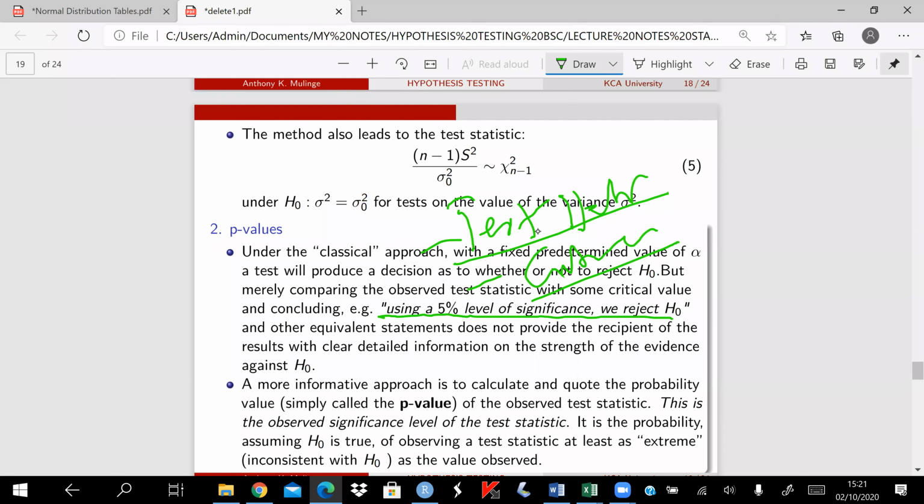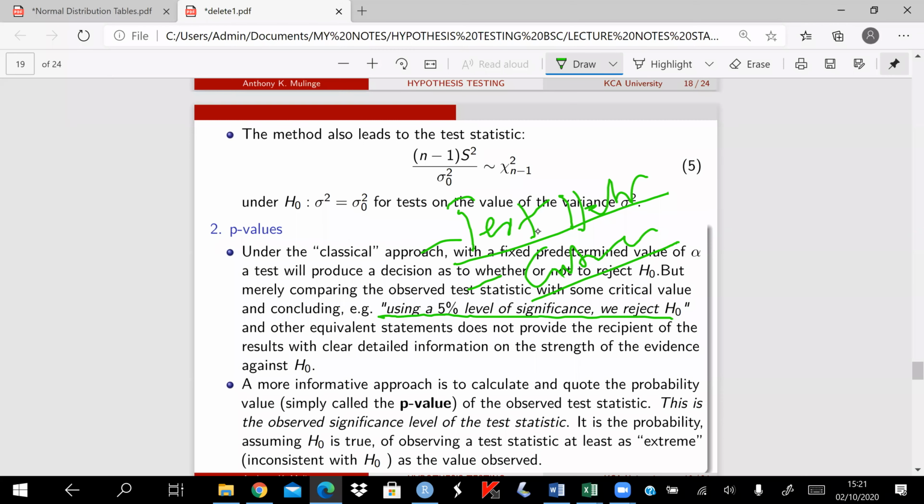But you see, this kind of result does not provide the reader or the user of that information with detailed information on the strength of the evidence that you are using to reject the null hypothesis. How strong is the evidence that you are relying upon? Because here you either reject or fail to reject. You don't say how much evidence you have. So a more informative approach is to calculate and quote the p-value.